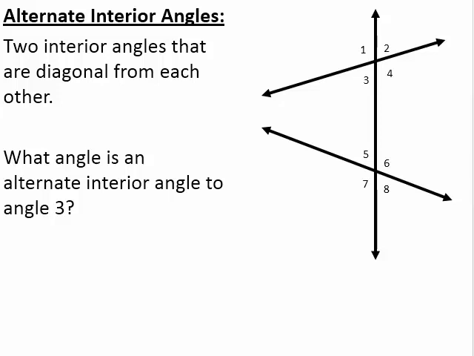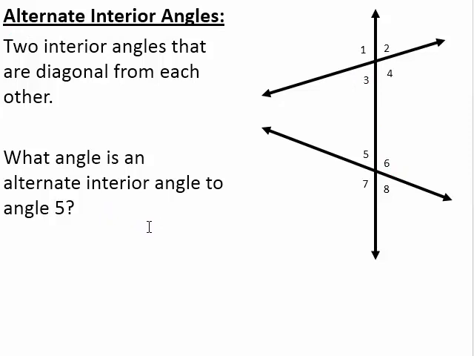Alternate interior angles are two interior angles that are diagonal from each other. They're on opposite sides of the transversal. So what angle is an alternate interior angle to angle 3? So we find angle 3, we look on the opposite side of that transversal. You'll notice angle 6 is alternate or opposite of angle 3, making angle 6 the alternate interior angle to angle 3. Notice the keywords: alternate, meaning on opposite sides of the transversal, and interior, meaning it has to be an interior angle.